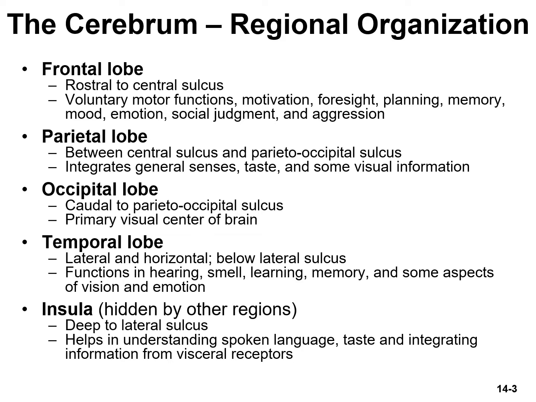Parietal lobe is between the central sulcus and the parieto-occipital sulcus, and again the sulci are basically just grooves within that folded structure that makes up the outer part of the cerebrum. So these prominent sulci that are listed here are just the anatomical boundaries for the various lobes. So the parietal lobe integrates general senses, taste, and some visual information. The occipital lobe is caudal to the parieto-occipital sulcus, and this is our primary visual center of the brain, so this is where we first become aware of visual stimuli.